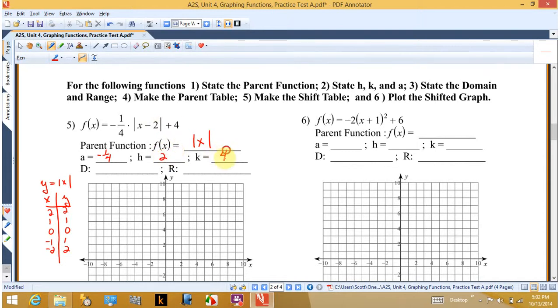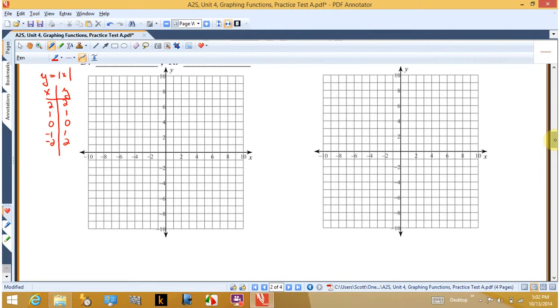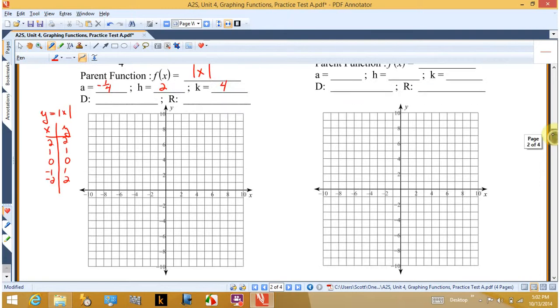value is 4. Now these blanks on the test will just be to help you put those numbers there and make it easier for me to see if you can get some partial credit. So let's go ahead and do some more. Now I'm ready to shift this graph. So I'm going to make my shifted XY chart.